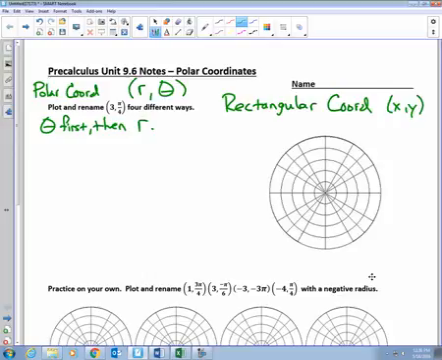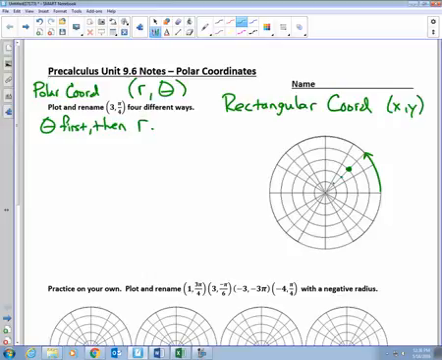Now as we go to work, we will plot 3, pi over 4, and then we will rename it. First, I turn an angle of pi over 4. So it will be extended 3 units in the pi over 4 direction. If I then move 1, 2, 3, that's where I would finally plot it in that direction. See that?